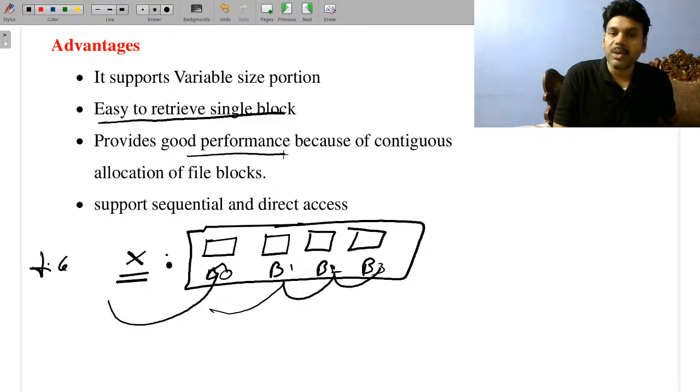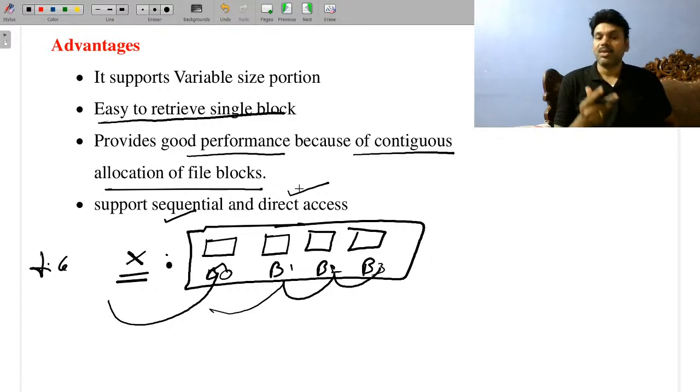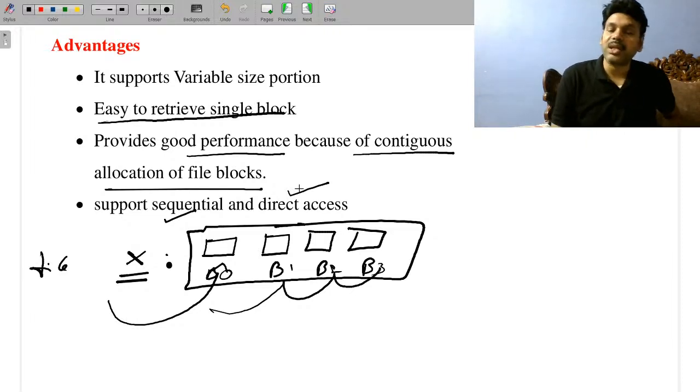And good performance because of what? Contiguous allocation of blocks. It supports sequential access as well as direct access. You can just go and touch the block and retrieve the data. It doesn't require any help from previous blocks. This is the meaning of direct access. But there is a problem.